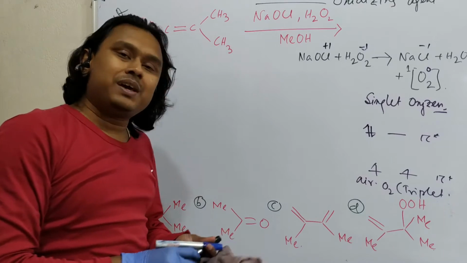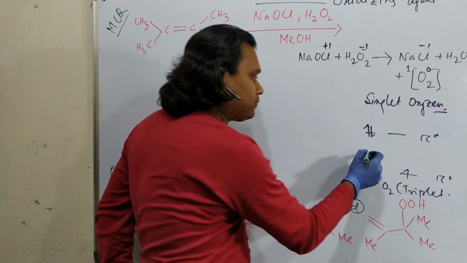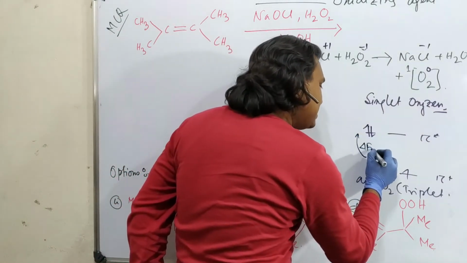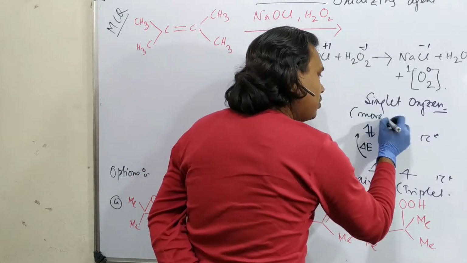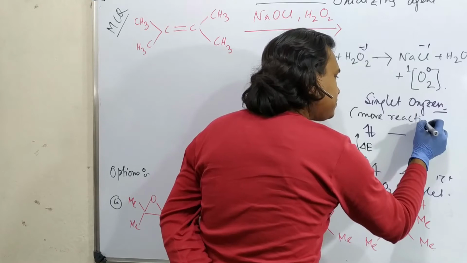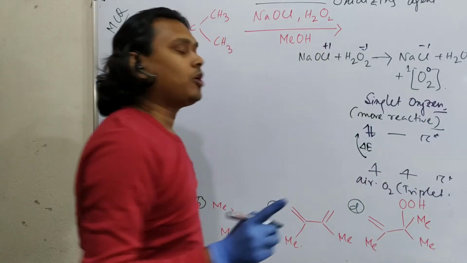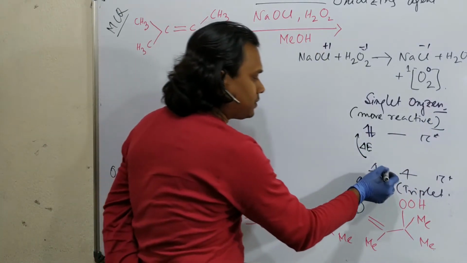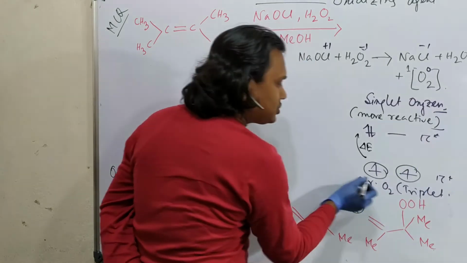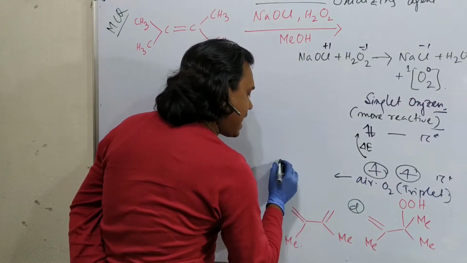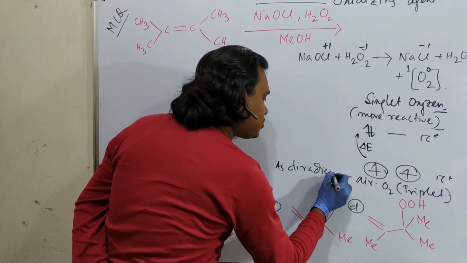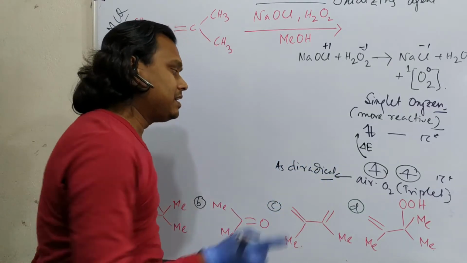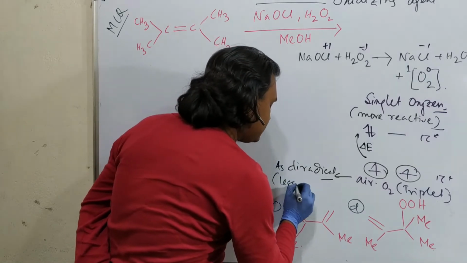Spin pairing needs some energy, so you need to supply some energy, and that's why we can say this singlet oxygen is more reactive. Its property is completely different, because you can see from here that triplet oxygen can act as a diradical. That's why its property is different, and better to say it is less reactive.